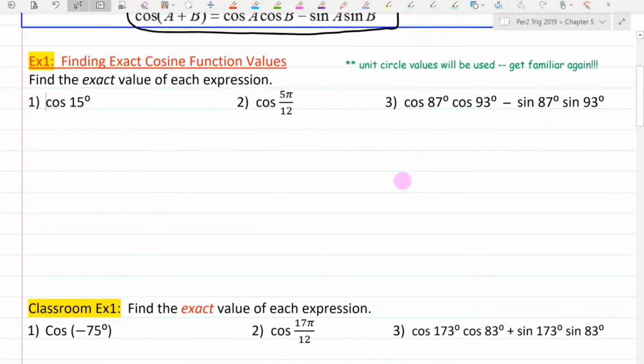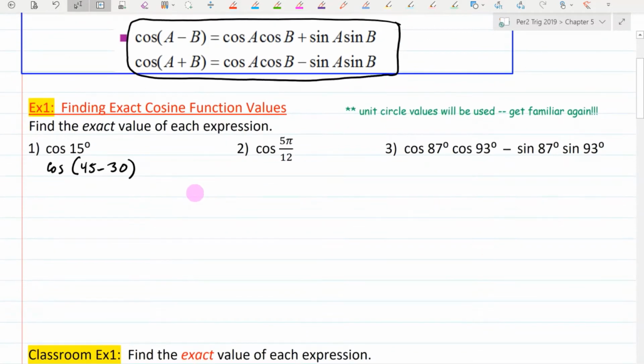So there are many different ways that you can get to 15. You could do 45 minus 30. You can do 60 minus 45. You can do 135 minus 120, 150 minus 135, so on and so forth. You can do all of these. I'm obviously going to pick the one that I think is easiest, so I'm going to be using 45 minus 30. Now, in order to do that, this is an a minus b.